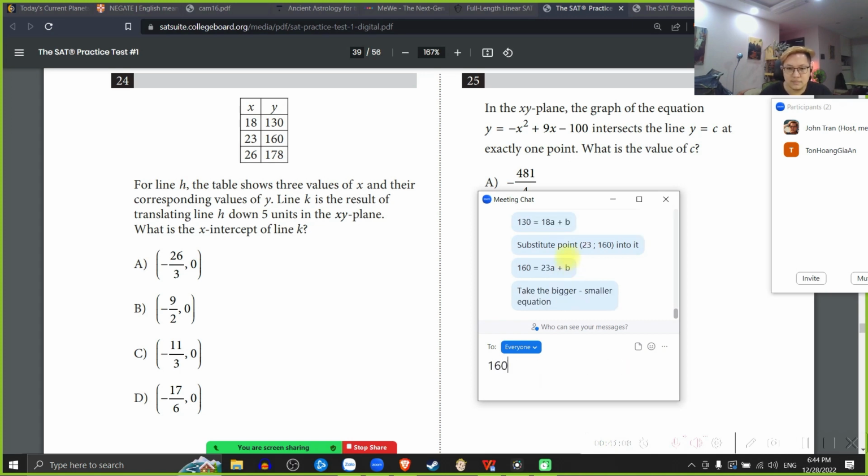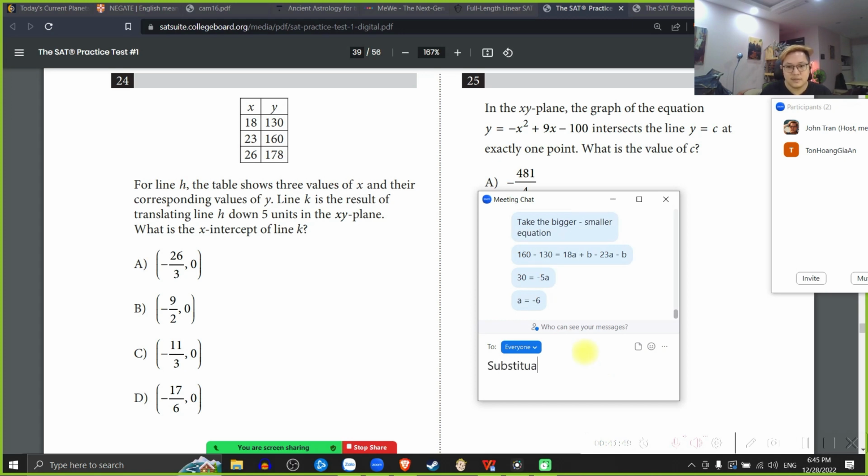So 160 minus 130 equal to 23a plus b minus 18a minus b. You have to subtract this whole thing, so b will eliminate each other. So you should have 30 equal to minus 5a, and then a equal to minus 6.